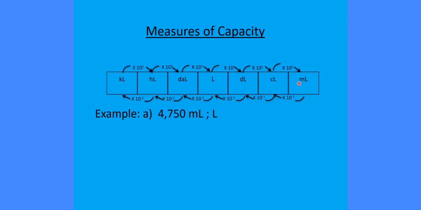We need to switch the position going to the left 3 times. 1, 2, 3. That means we need to multiply the given value by 1 over 1,000, or divide directly by 1,000. So from the position of the decimal point right here, we need to switch going to the left 3 times. 1, 2, 3. Alright? So 4,750 milliliters is 4.75 liters. The 0 here at the right side of 5 is no longer significant, so we did not include it in the answer.